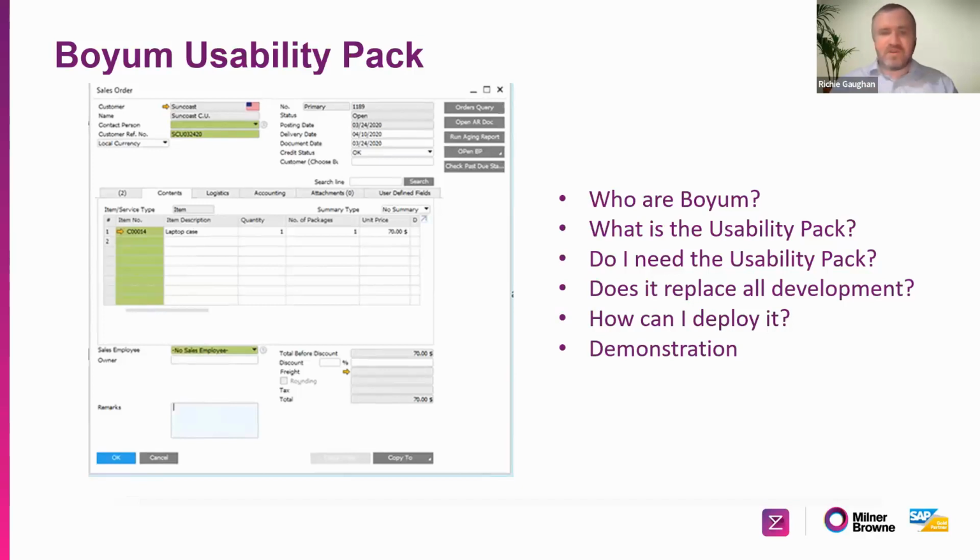So you might need a button for this, a report for that. You might want to change the color of something, as you can see on the screen there. You might want these to be conditional. So if the customer is overdue, show them in red. If they're not overdue, show them in green.